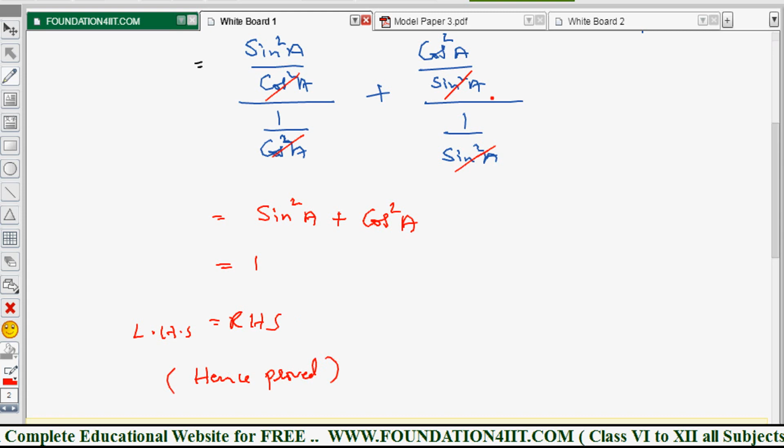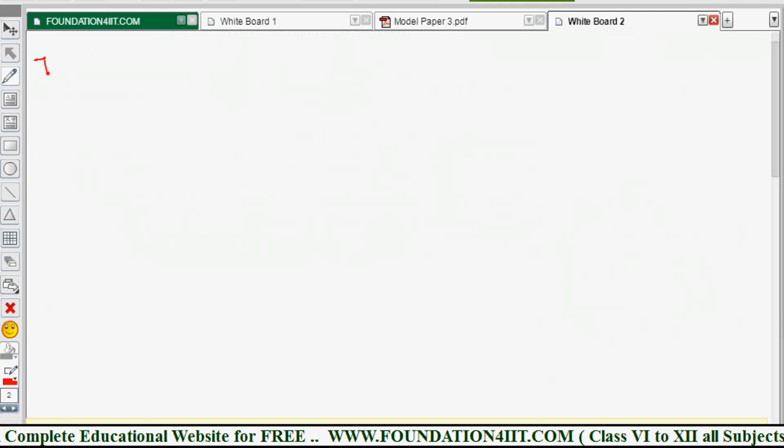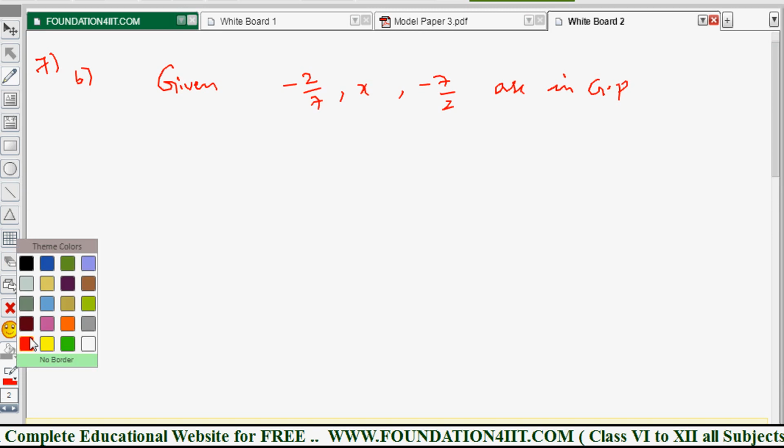Right, so we can prove in this way. And see the next question. This is from geometric progression. For what value of x the numbers minus 2 by 7, x, minus 7 by 2 are in geometric progression GP. So we'll use the GP formula. When A, B, C are in GP, what to take? So see here. The given data is minus 2 by 7, x, minus 7 by 2 are in GP.